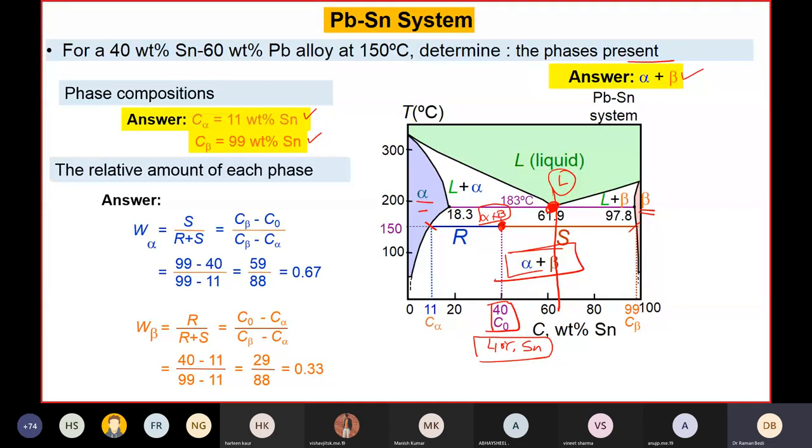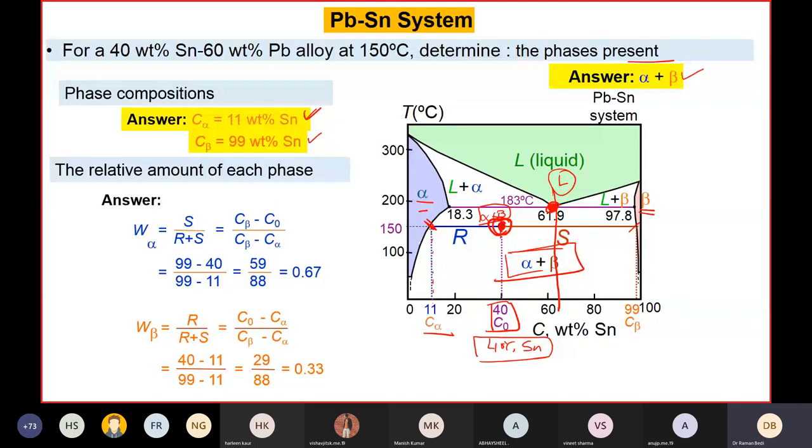So I can apply the tie line here also, which means the intersection point is given here for alpha, and I will read what alpha is. The composition of alpha comes to 11%. At this point, the constitution point which you're referring to, you have the alloy existing in two phases, alpha and beta.